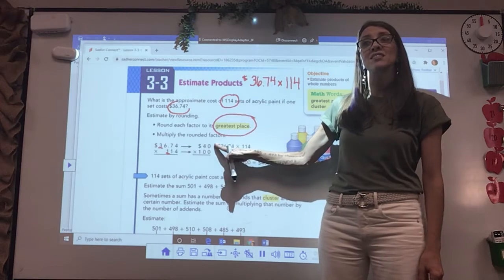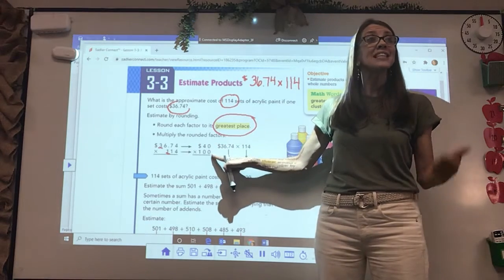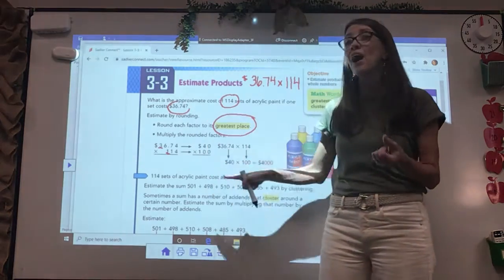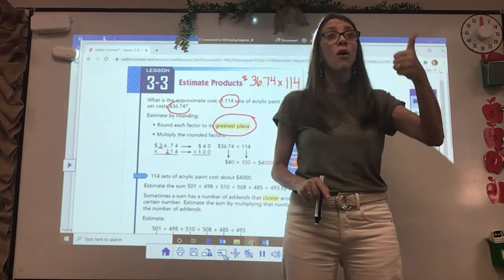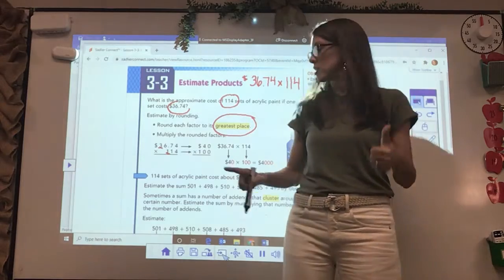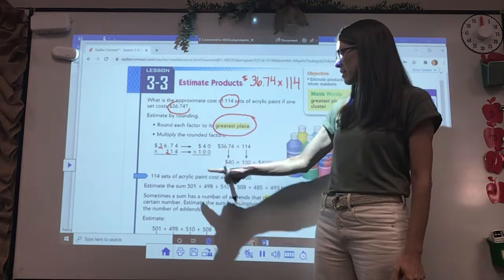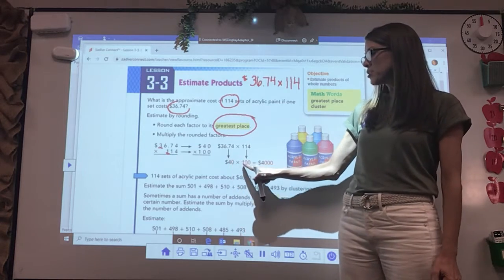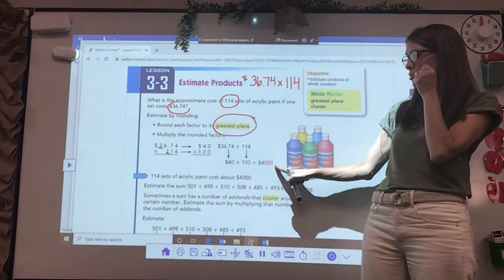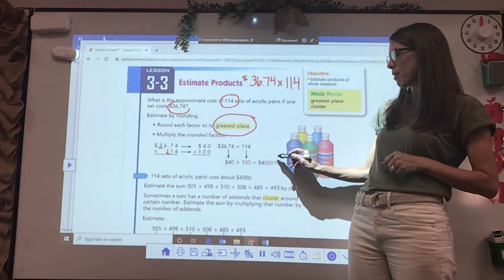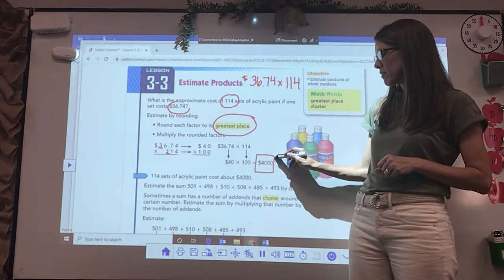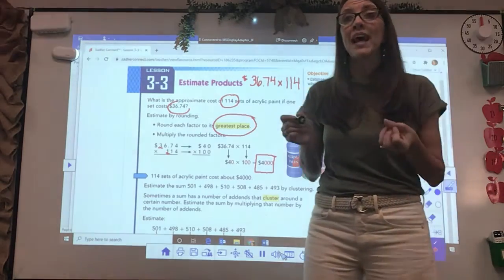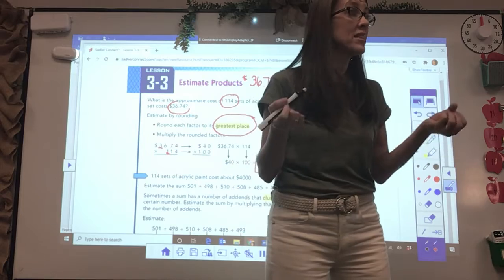Now look at this. 40 times 100 is exactly like the problems we did for our lesson yesterday. Now, first step is multiply the non-zero digits. What is 4 times 1? 4. And then you add up all the zeros, 1, 2, 3, and you add them to your product. And you get an approximate answer of $4,000.